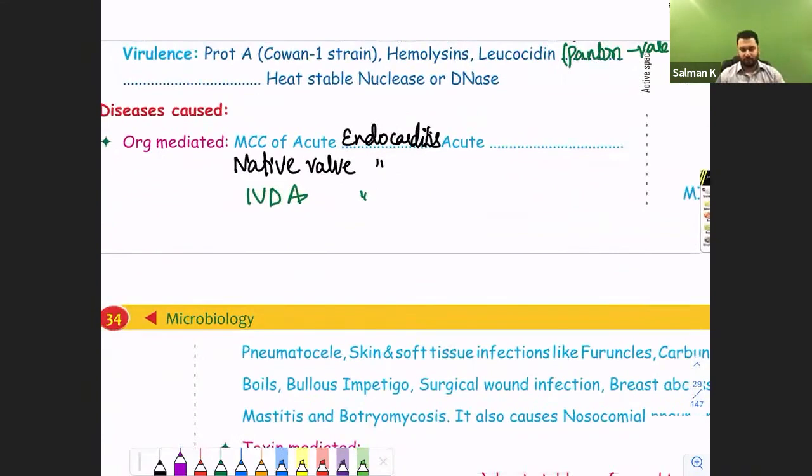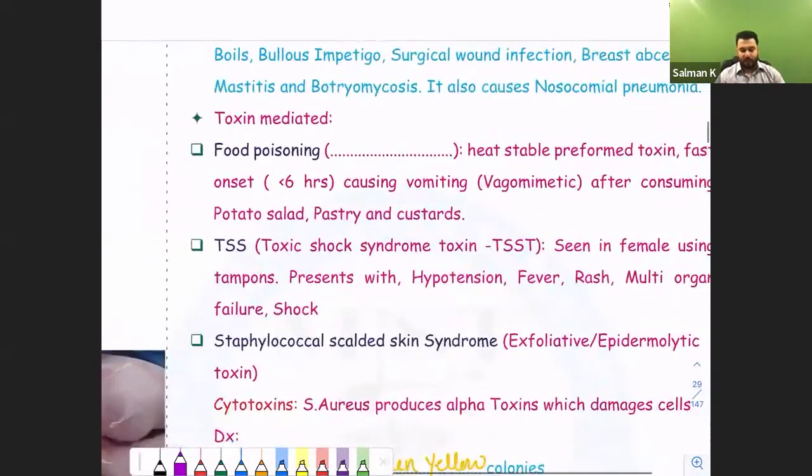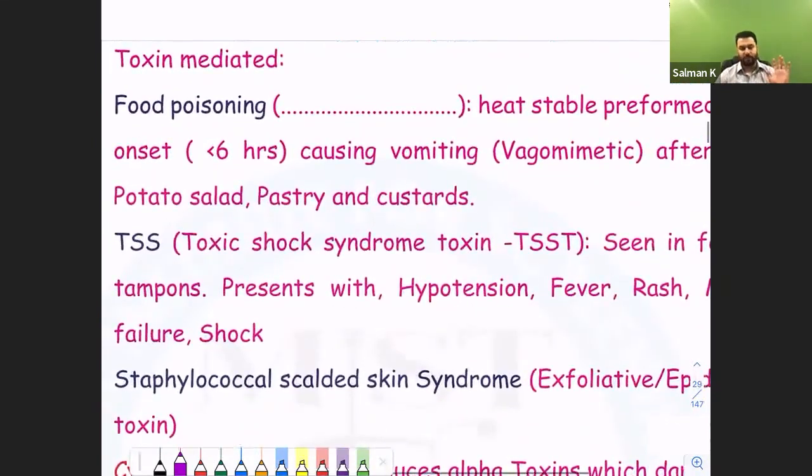Staph aureus, superstar, causes thousands of infections, as you can see here. Pretty much the diseases are divided into two types. Aureus diseases are divided into two types: organism mediated and toxin mediated. Organism mediated and then toxin mediated diseases. These are the ones that you should be knowing. Now, watch the things here.